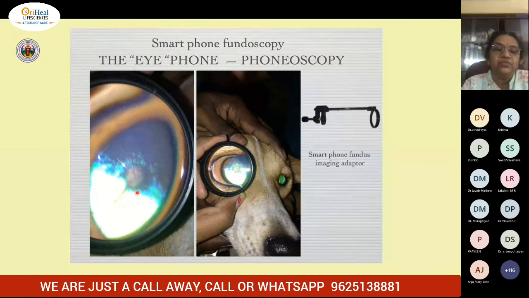You get a good picture of the fundus. And this can also be mounted on an adapter like this. The phone can be mounted here and the condensing lens here so that you will get a good imaging or videograph of the fundus. You can take this and send it to the ophthalmologist to get an opinion also. In that way, this helps in teleophthalmology effectively.